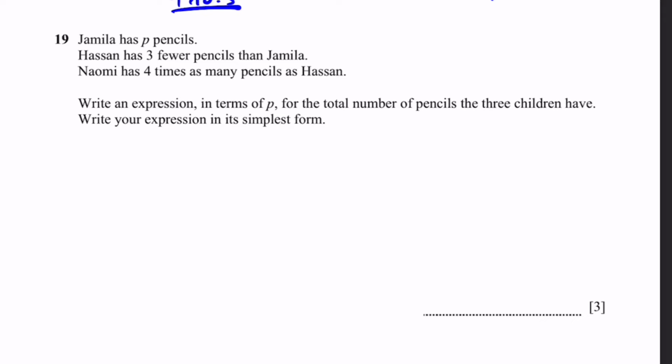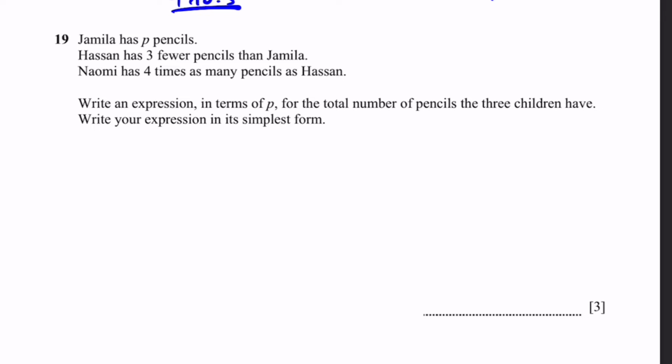Question 19. Jamila has P pencils. Hassan has 3 fewer pencils than Jamila. Naomi has 4 times as many pencils as Hassan. Write an expression in terms of P for the total number of pencils the 3 children have. Write an expression in simplest form.